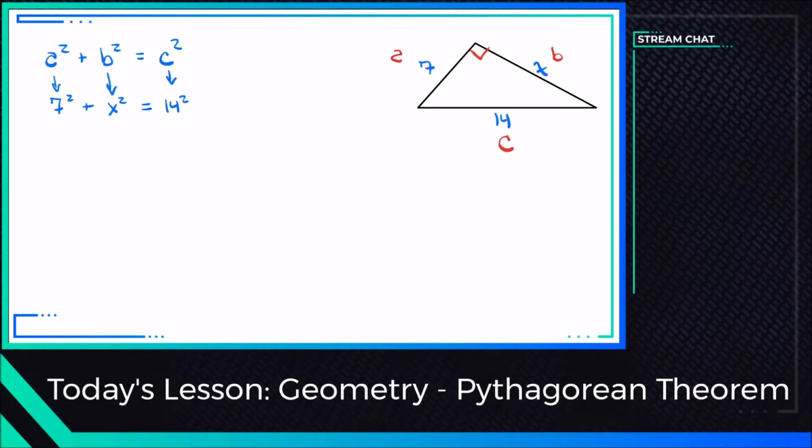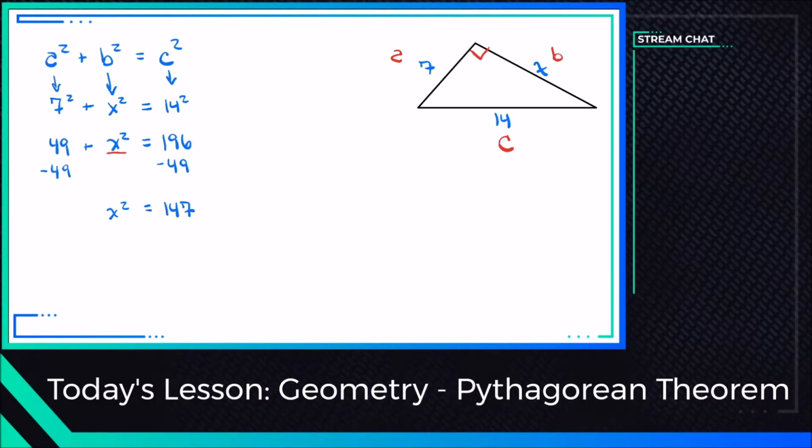So 7 squared is going to be equal to 49. We are going to add to that x squared, and that's going to be equal to 14 squared. And 14 squared is 196. To get this x squared isolated, right, because we want x squared to be by itself so we can solve for x, we need to subtract 49 from both sides. And so we are left with x squared is equal to 147.